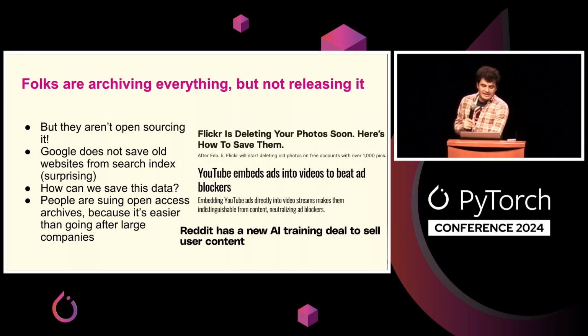And again, companies are archiving data, but they're not releasing it. How can we save this data? The issue is you can save the data, but because of the content it contains, it becomes very hard to redistribute and share with other folks or rehost. It's basically a potential legal ticking time bomb.